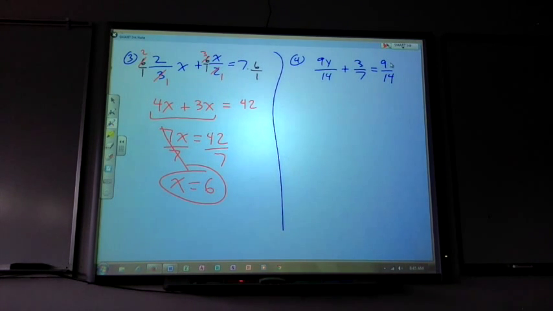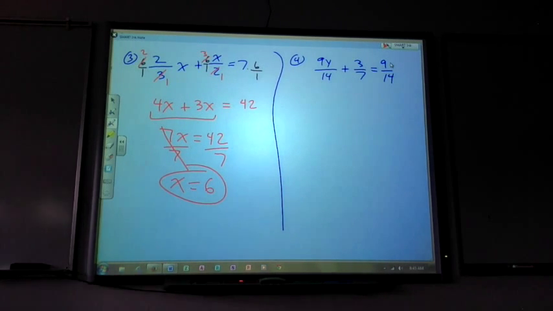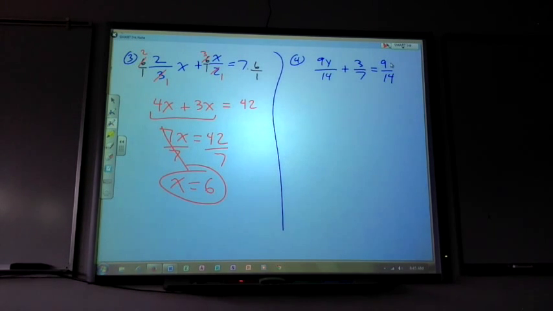That's fine. All right, number 4. How many terms do I have with number 4? I have 3 terms. Everyone's good? Anyone stuck on 3? I have all 3 terms that have a denominator. The denominators happen to be 14, 7, and 14. Do you agree?